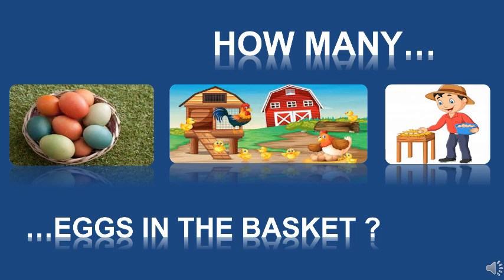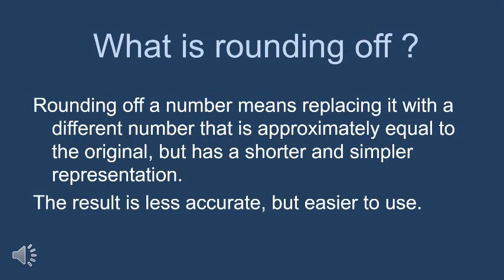So, let's get started. First, let us understand what is rounding off. Rounding off a number means replacing it with a different number that is approximately equal to the original, but has a shorter and simpler representation. The result is less accurate but easier to use and remember. For example, 73 rounded off to nearest 10 will be 70 because 73 is closer to 70 than to 80.